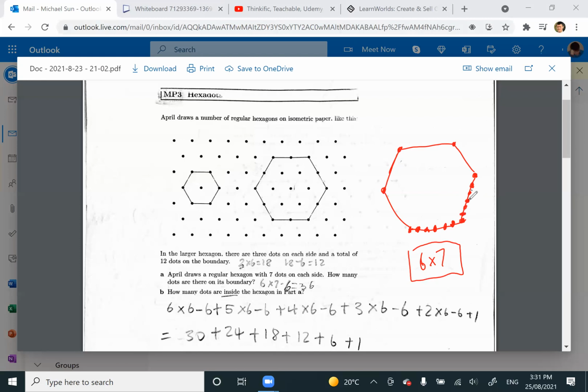Yeah? Can you see there's a dot that's the same, counted the same, yeah? Do you understand? Yeah. So it's not 6 times 7, right? Yeah. Because this dot gets counted twice. Yeah.